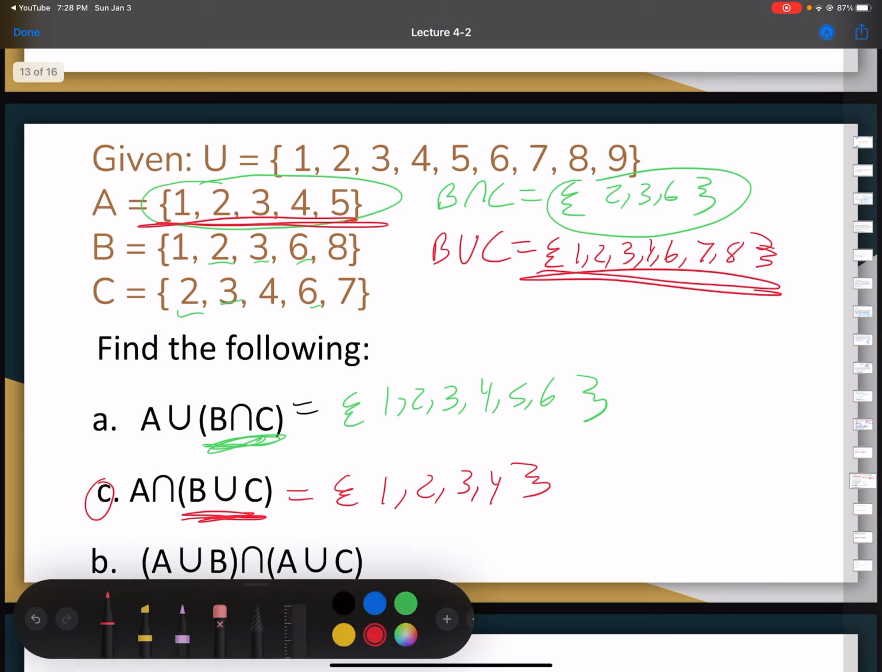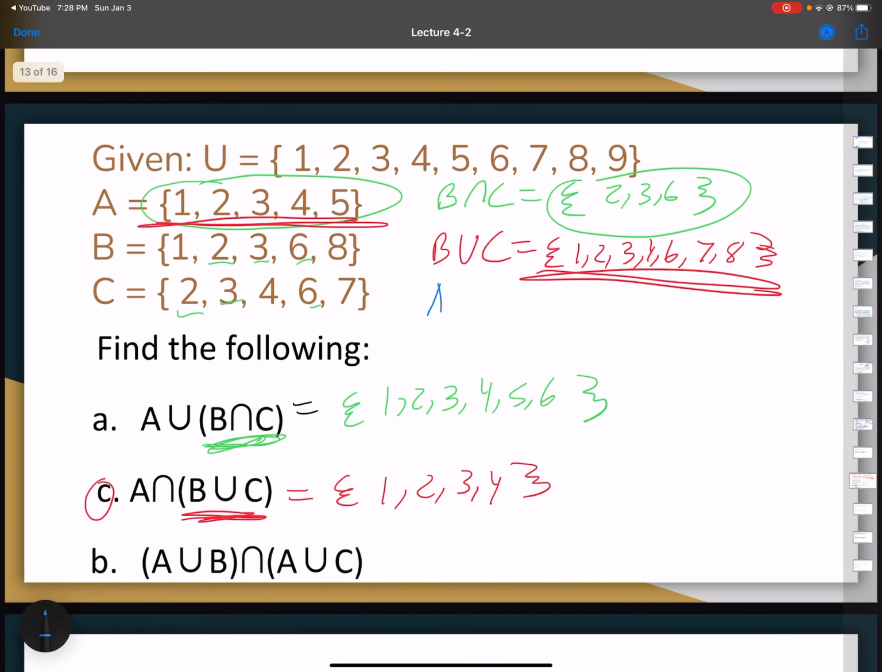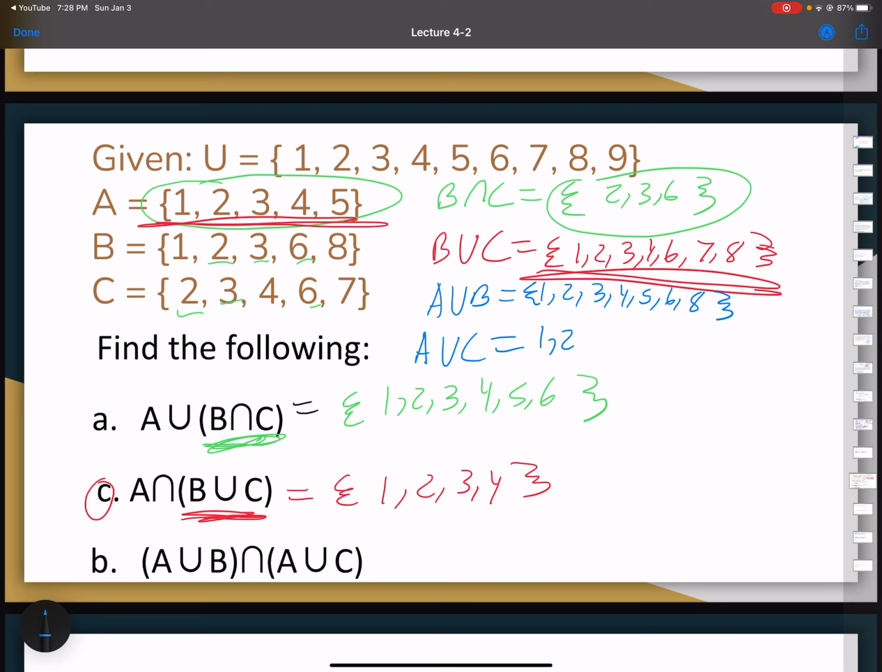And now for the last problem, which I wrote as B for some reason, we need A union B, but we also need A union C. So A union B is 1, 2, 3, 4, 5, 6, 8. And A union C is 1, 2, 3, 4, 5, 6, 7. And we're intersecting those two sets. We're saying, what do they have in common?